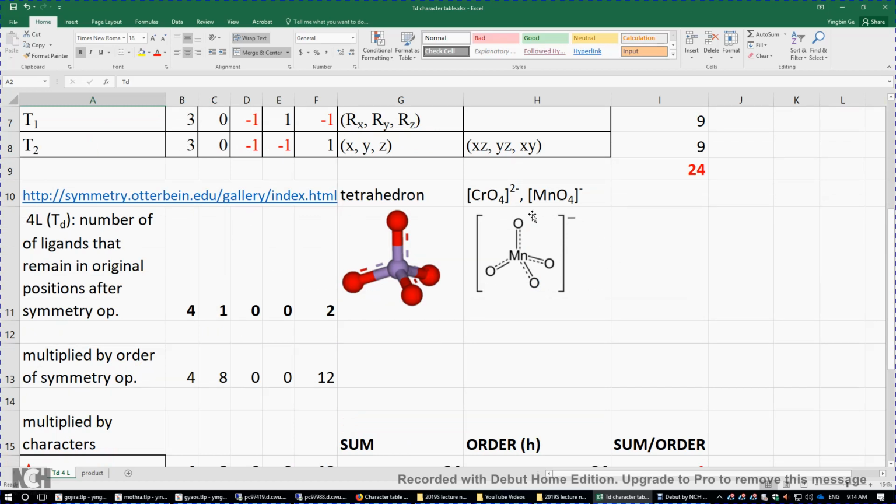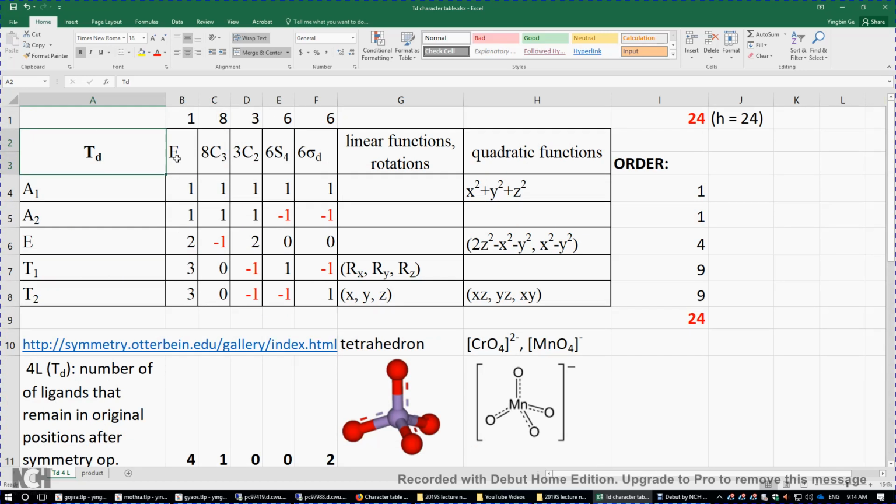If we have 4 ligands, again 1, 2, 3, 4 ligands, it's tetraoxidomanganate, or the common name permanganate. It has 4 identical ligands here. Okay, and then if we do an E operation, that means doing nothing. All 4 ligands remain in their original positions. So the number of ligands that remain in original positions is 4. So we put 4 here.